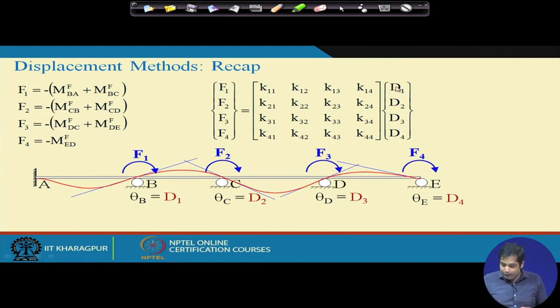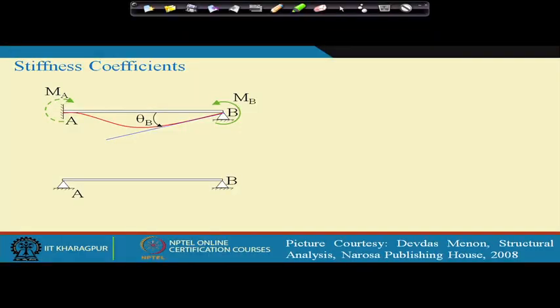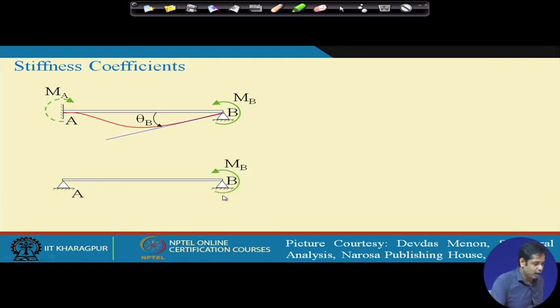Okay. Now, let us take one more example, where it is slightly different. The second example: same thing, but now instead of a fixed support at A, make it a hinge support. Now, there is a moment MB, and it undergoes deformation like this. What we need to find out is how this MB is related to theta B and theta A.